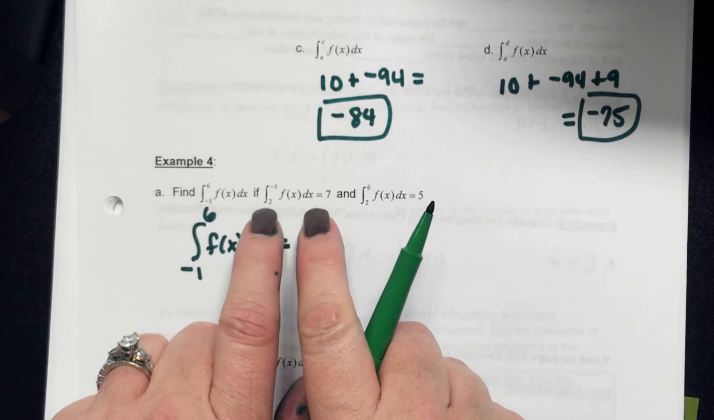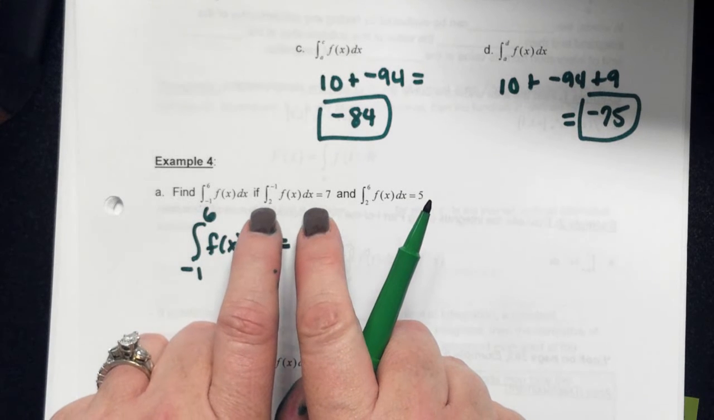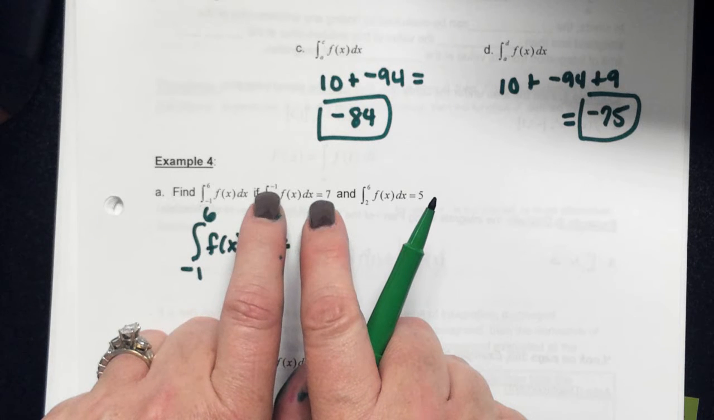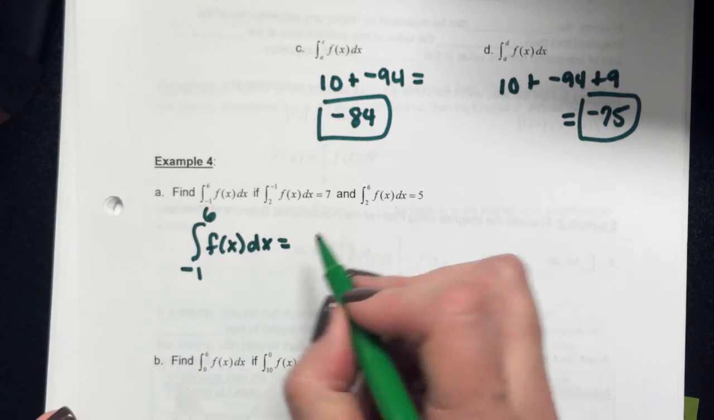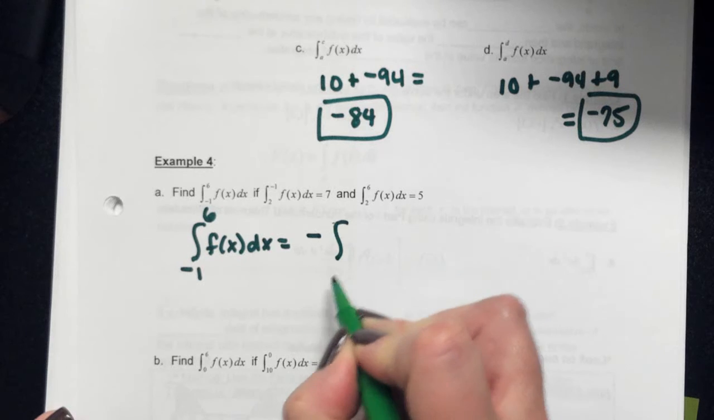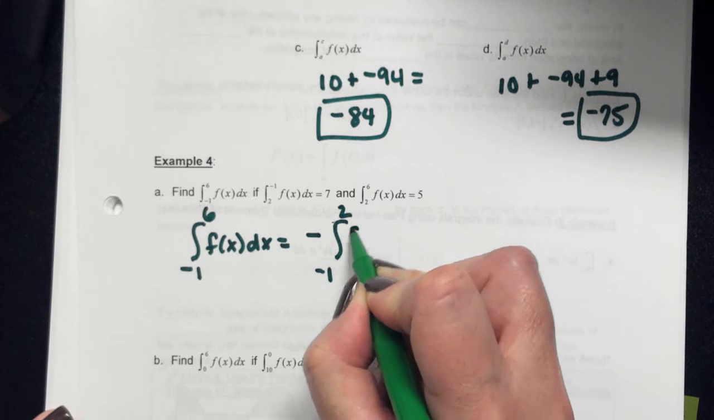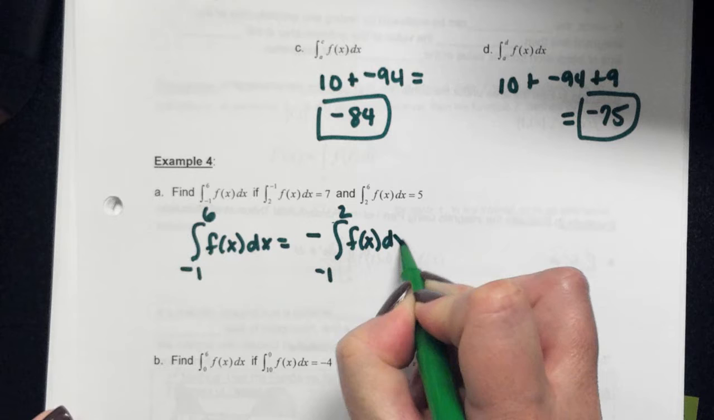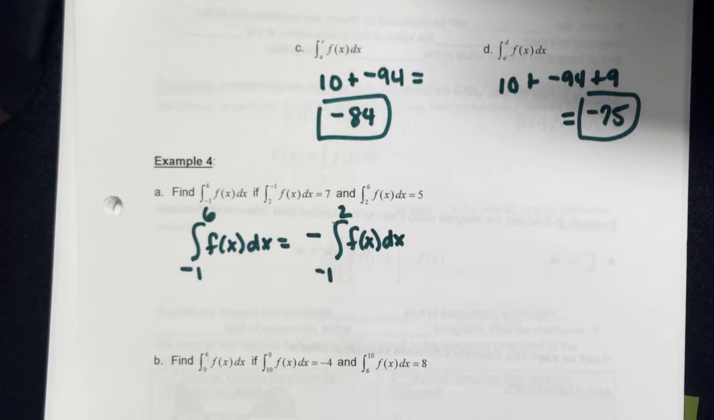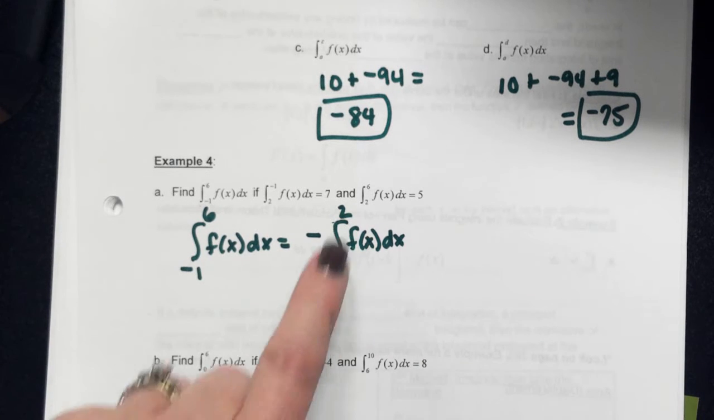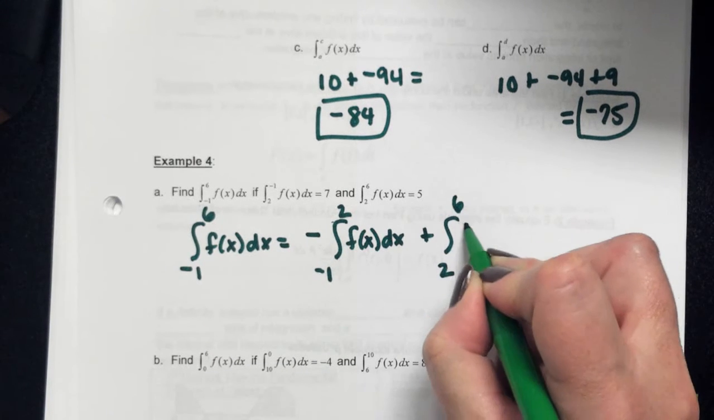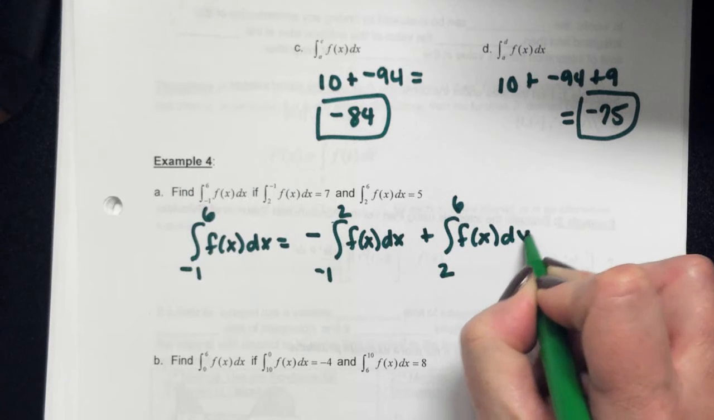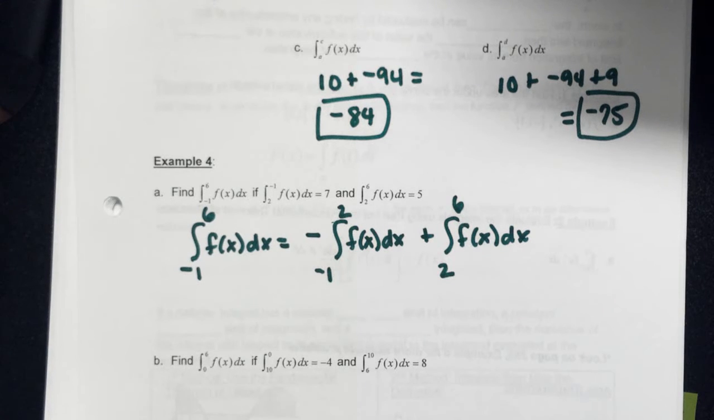So looking right here, they're telling me the area under the curve from 2 to negative 1 is 7. So right here, notice my upper bound is smaller than my lower bound, or think of it as going backwards. So what I'm going to do is I'm just going to negate this and rewrite my bounds as going from negative 1 to 2. So to calculate the area under the curve, if I can find the area from negative 1 to 2 and add that area from 2 to 6, that would give me that whole entire region from negative 1 to 6.